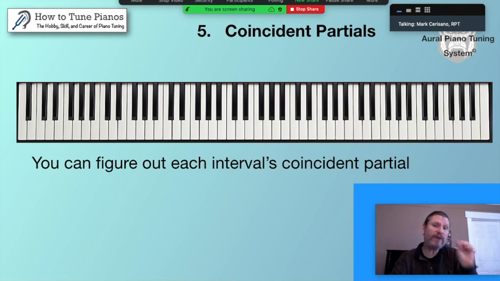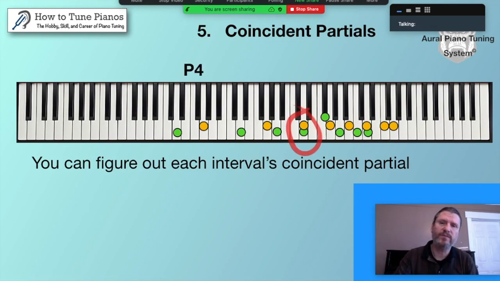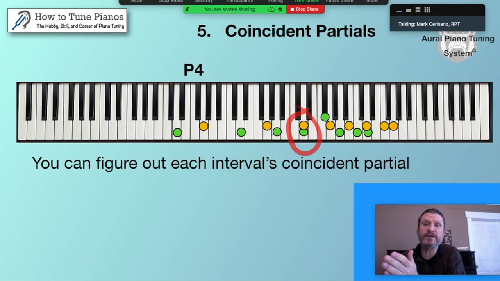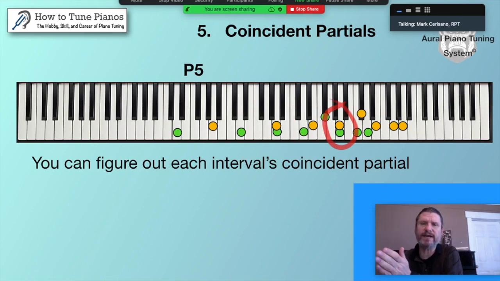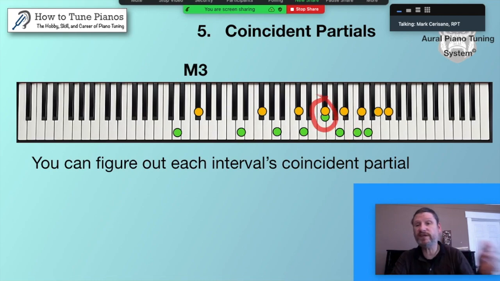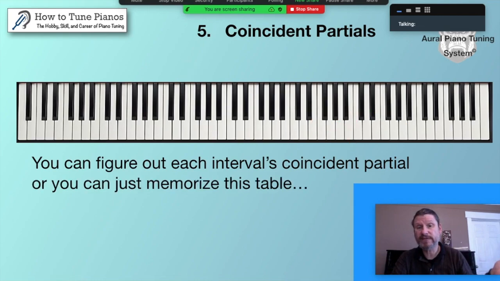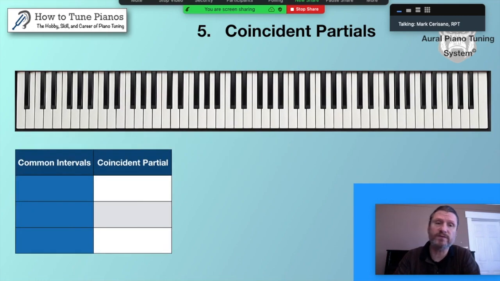Now you could figure out each interval's coincident partial. You could figure it out, each one, by looking at the partial series, figuring out all the notes, trying to figure out where they line up, or you can just memorize them. And I'm going to make a table for you, and then you can just memorize that table.